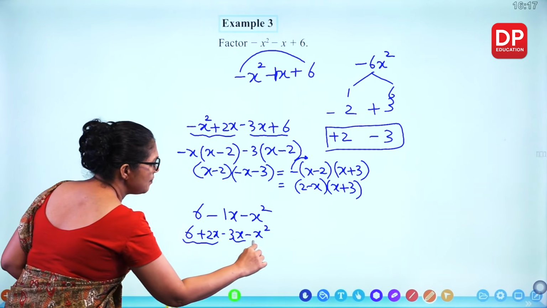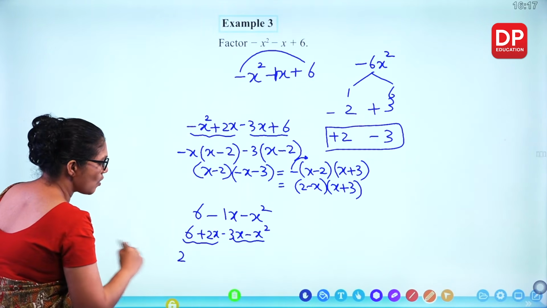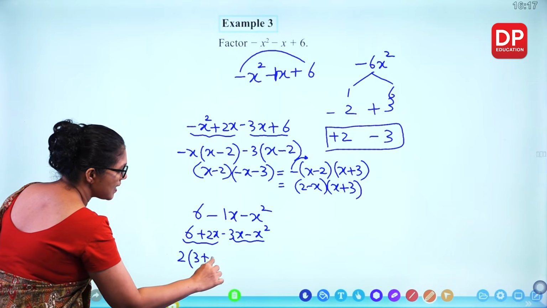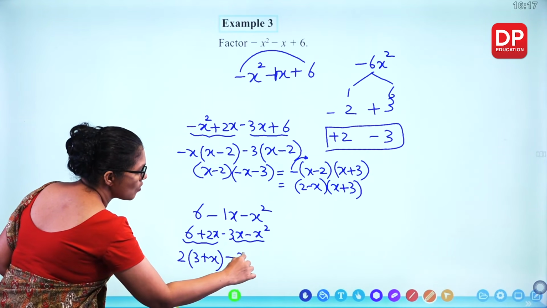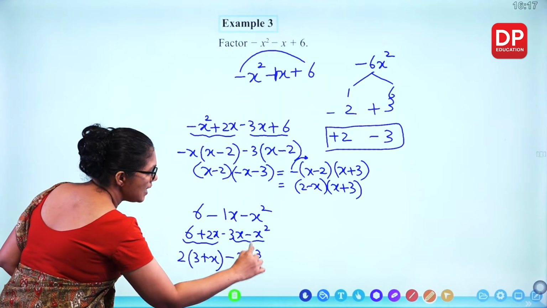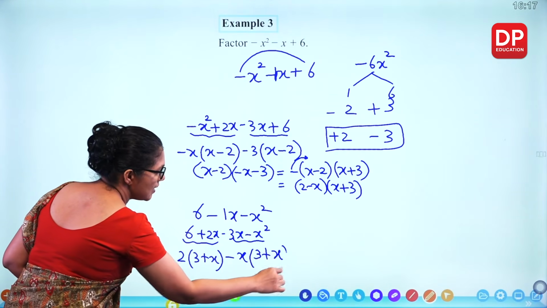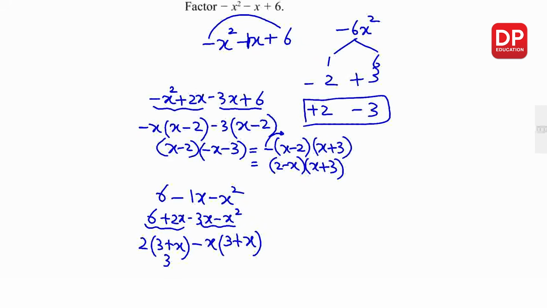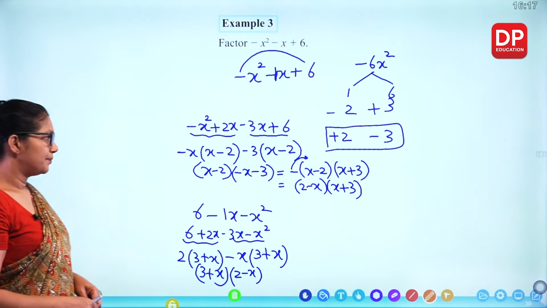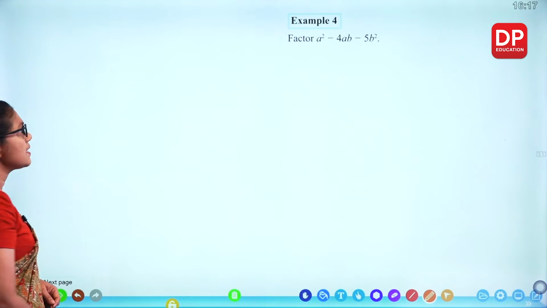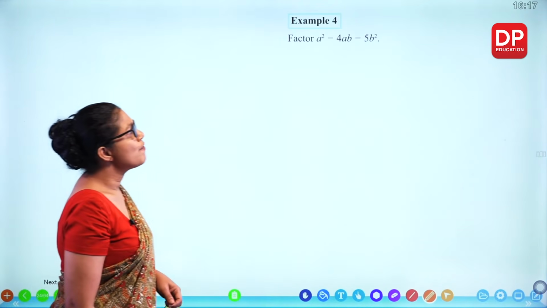Take 2 at a time. 2 is common, take it out. 3 plus x. Minus x is common, take it out, 3 plus x. Now I can see 3 plus x is common, take it out and 2 minus x is remaining. So here we can see you are getting the same answer. Now we'll look at example number 4.